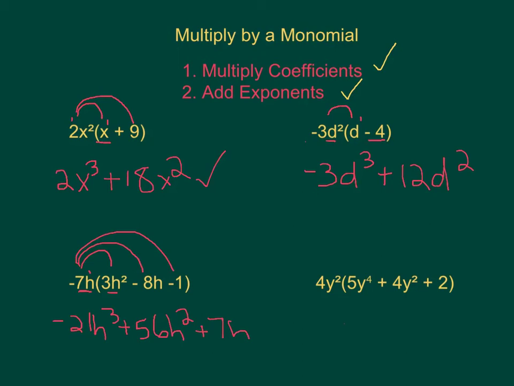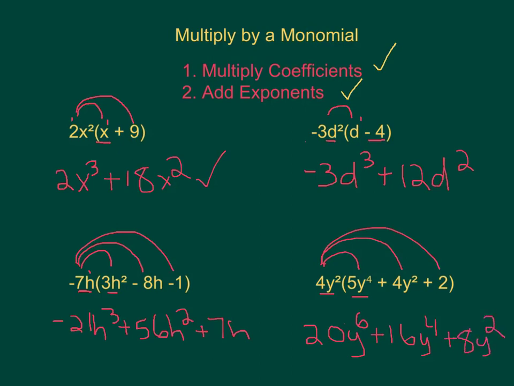Okay, last one before you try 2 on your own. 4y squared times 5y to the 4th. Multiply the coefficients. 4 times 5 is 20. Y squared times y to the 4th is y to the 6th, because I had to add my exponents. 4y squared times 4y squared. 4 times 4 is 16. y squared times y squared is y to the 4th. And then 4y squared times 2. 4 times 2 is 8, and then the y squared in front follows to the end. There you go. Pretty easy. Just have to multiply your coefficients and add your exponents.